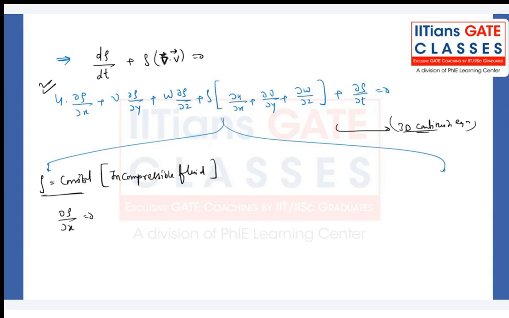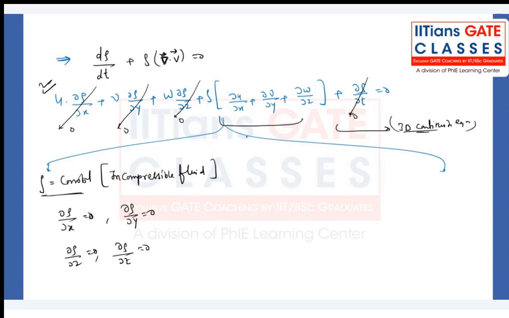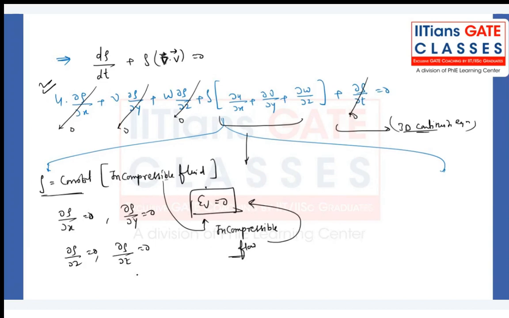If density is constant, ∂ρ/∂x will be 0, ∂ρ/∂y will be 0, ∂ρ/∂z will be 0, and ∂ρ/∂t will be 0. So these terms will be gone, and you will be left with only this equation. And what is this? Volumetric strain rate will be 0. So incompressible fluid will lead to incompressible flow. That is the condition of incompressible flow: volumetric strain rate has to be 0.